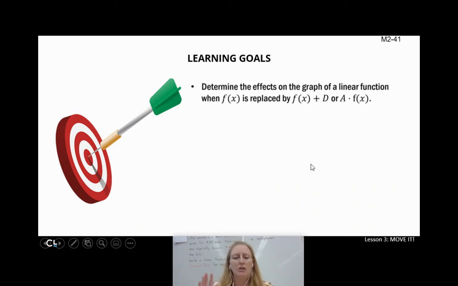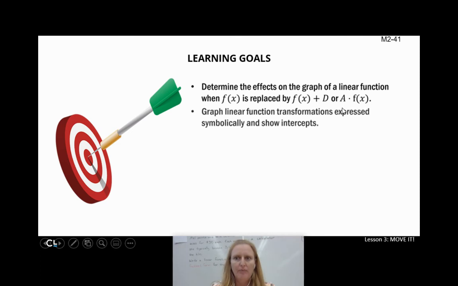So determining our goals, again, determining the effects on the graph of a linear function when f of x is replaced by f of x plus d. This is what we did last time, right? If you add 4, it goes up 4. If you subtract 2, it goes down 2, and the lines are parallel. But now we're going to focus more on this, a times f of x. What happens when you multiply your function by a number?